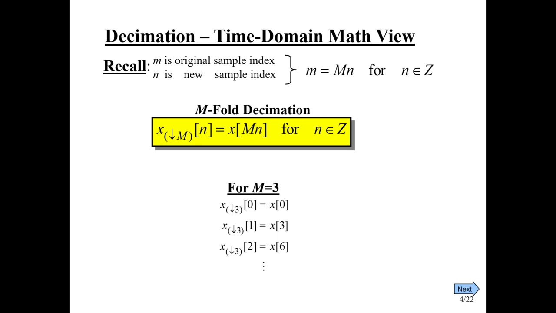So that's all very nice. A lot of this is pretty simple. This is our time domain math view. It hardly seems to be much math at all. And this is really how we do it. But to understand what that does to us, whether we can do it without aliasing or can't do it without aliasing, we need to look at it in the frequency domain.